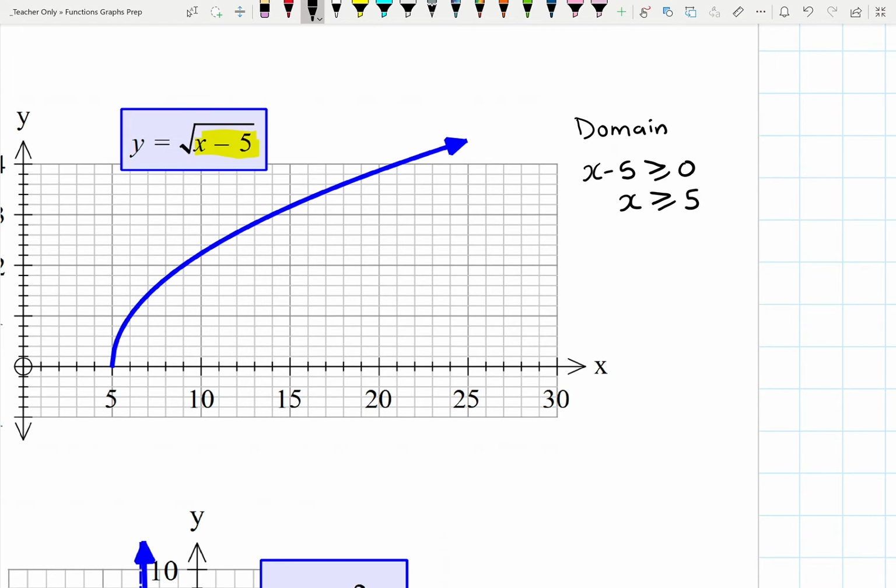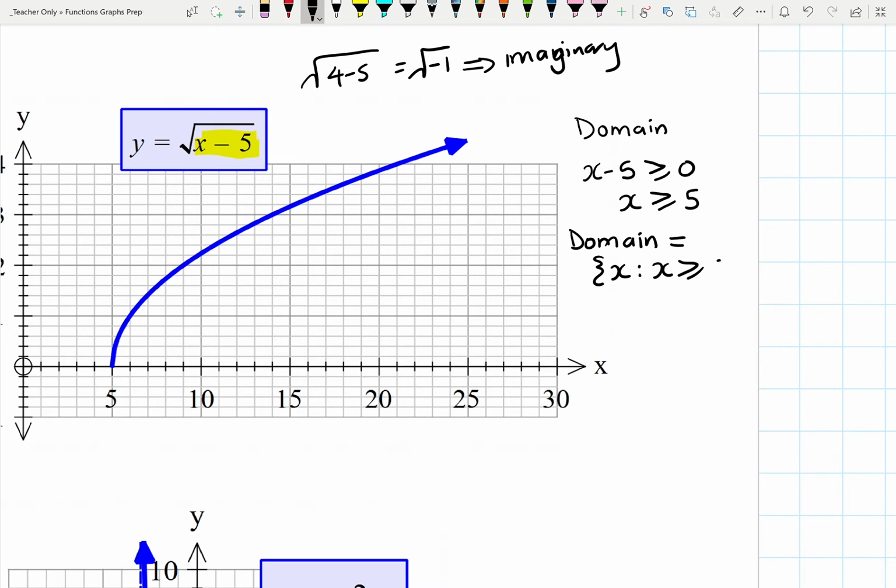If x is less than 5, for example 4, we would have the square root of 4 minus 5, which is the square root of -1, which is imaginary and doesn't belong on the Cartesian plane. So our domain is restricted to values that are greater than or equal to 5. So writing it in proper notation, domain is the set of all x such that x is greater than or equal to 5. Or x is an element of, now 5 is included, so it gets a square bracket, all the way through to positive infinity, which is not included.